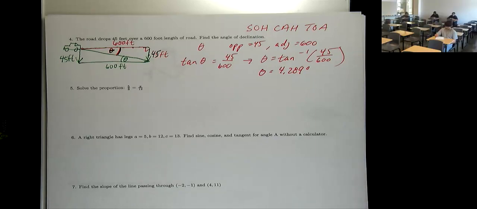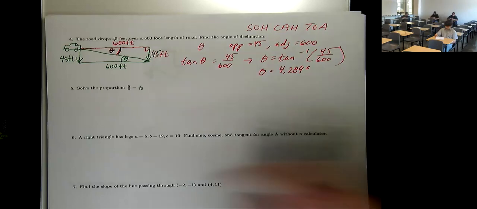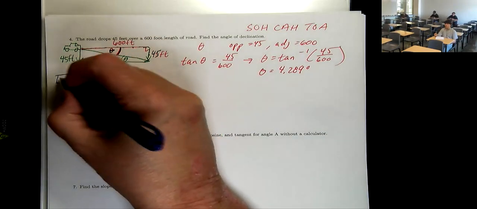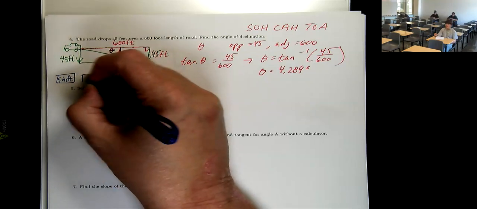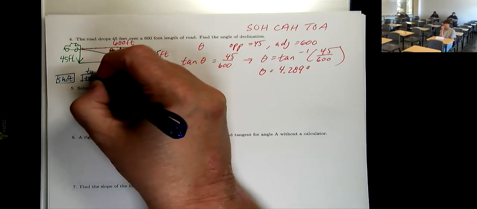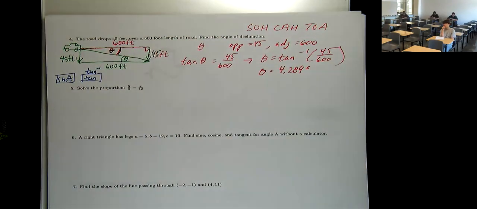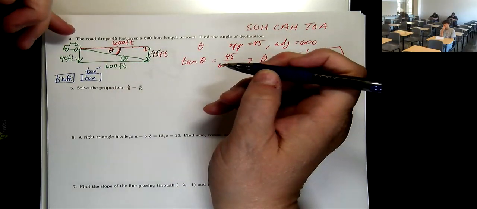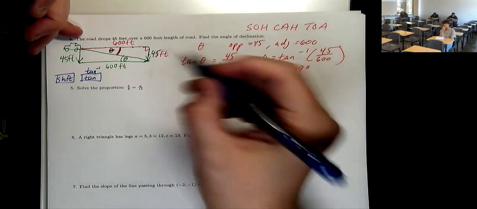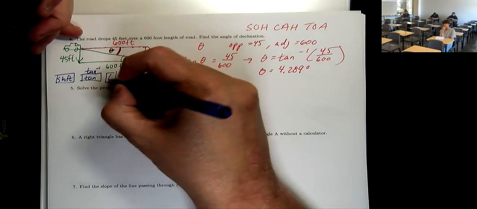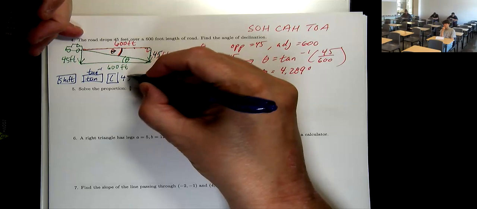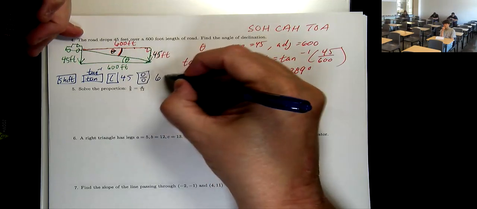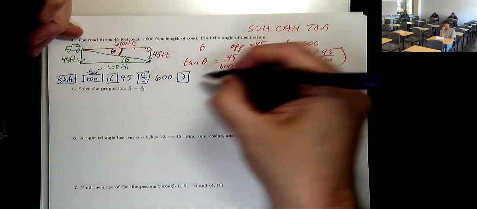So on my calculator, I hit the shift key and then the tangent key, which has tangent inverse above it. Let me do it again, make sure I got the right value. It should be on degrees, right? Mine says D for degrees, okay, and then I hit the parentheses key. And then I did 45 divided by 600, and then I hit end parentheses. And then I hit equal.